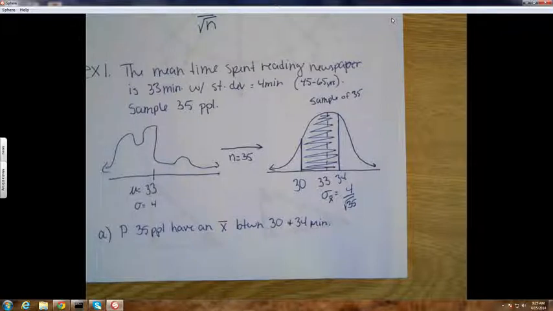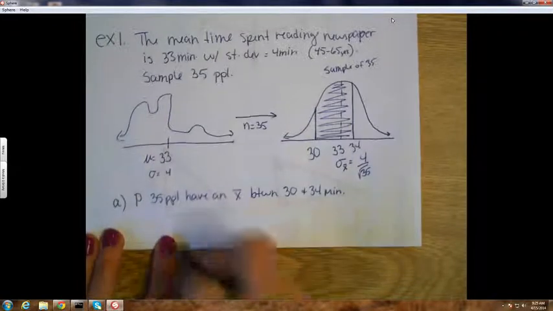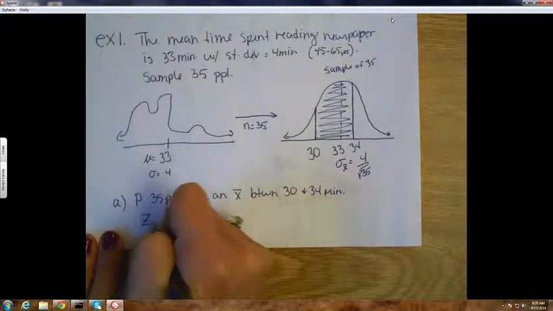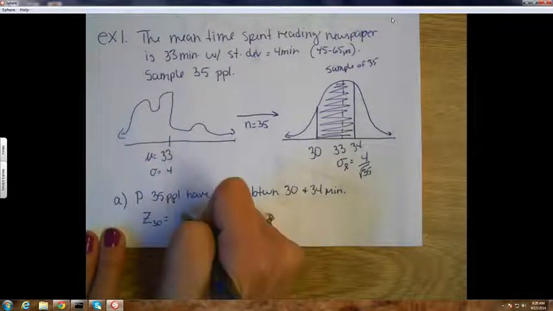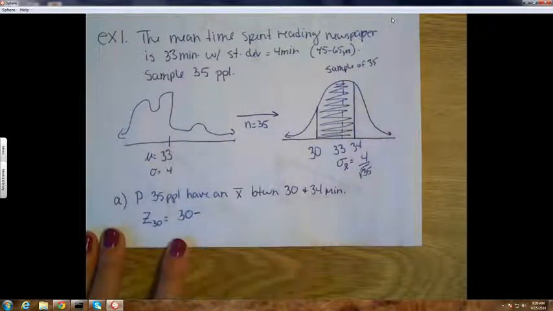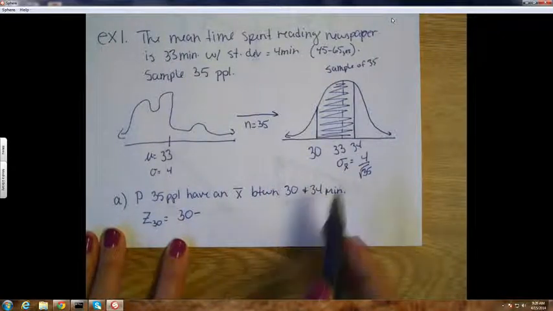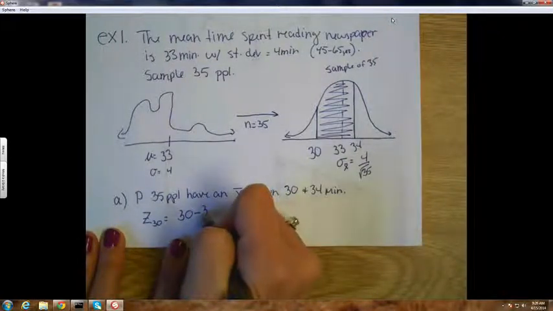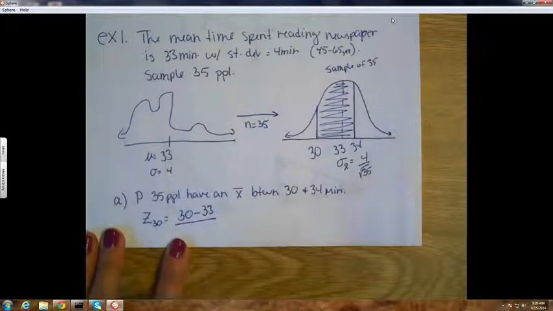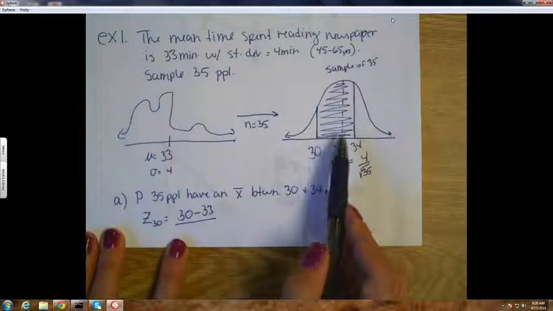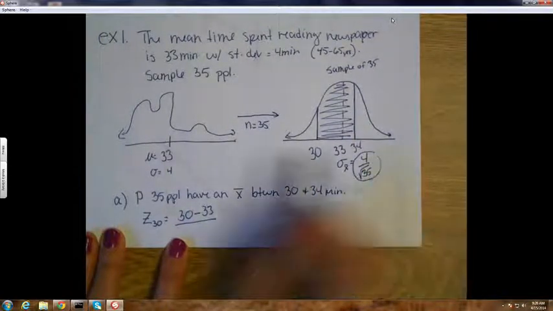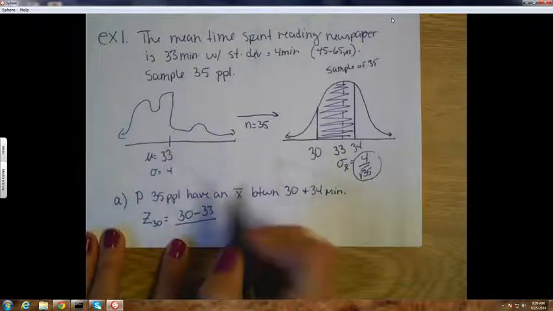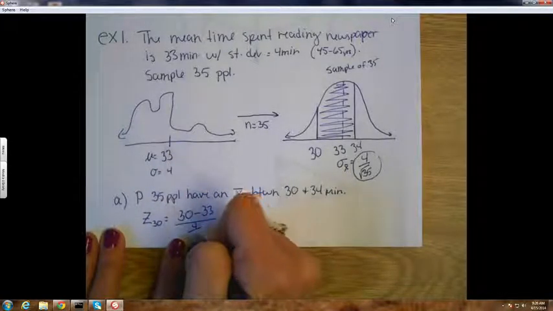Got to get z-scores for 30 and 34 so that we can feed them into the NCDF. So we need the z-score for a 30-minute average. So I do 30, subtract, what am I subtracting? 33, the average of my graph. What's my standard deviation of this graph? This is my standard deviation, and not over here, because this would be if I was taking 1. 4 over the square root of 35.